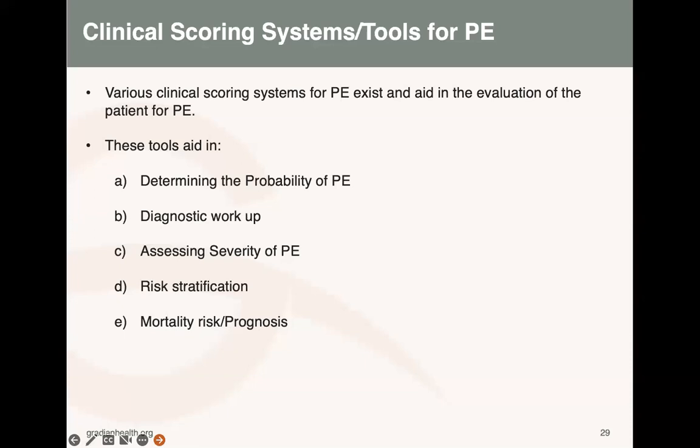But we might as well be able to do risk stratification. That means we want to know what's the mortality, what's the prognosis of this patient. Is this a high-risk patient that may not have a good outcome, or a patient with a good probability of having a good outcome? So the tools will help us determine all of the above, and we'll look at a few of the tools and continue with the management. Next slide, please.